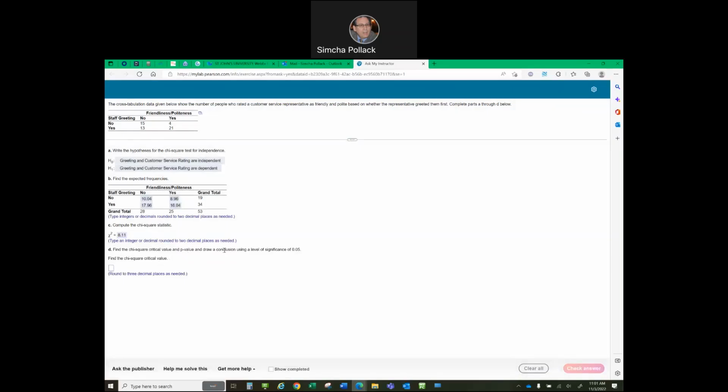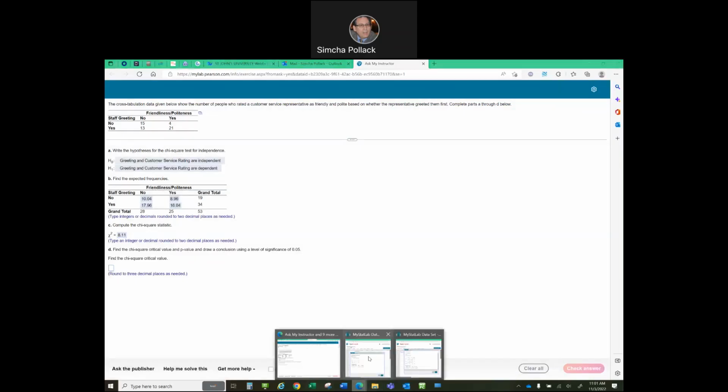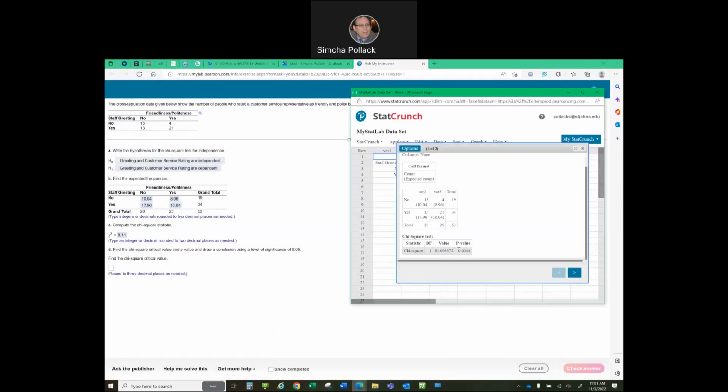Find the chi-squared critical value. Well, here we have to go to a different part of StatCrunch. Let's go back to StatCrunch. I'm sorry, we're also going to need at some point the p-value. So remember the number 0.0044. Keep that in mind. I don't have to remember it. Okay, let's go back. Let's get out of this.